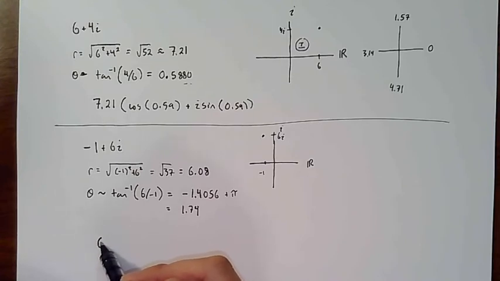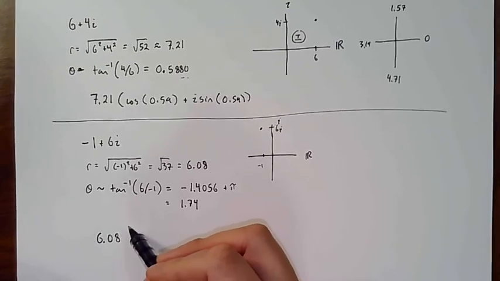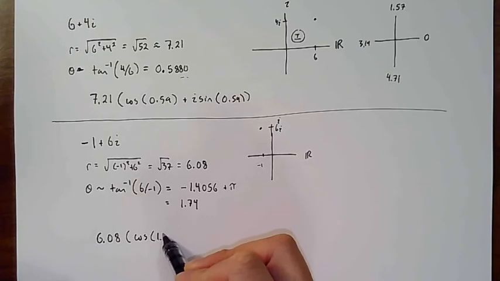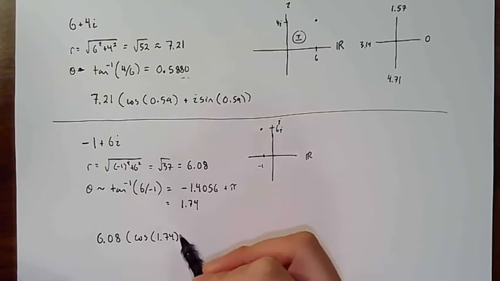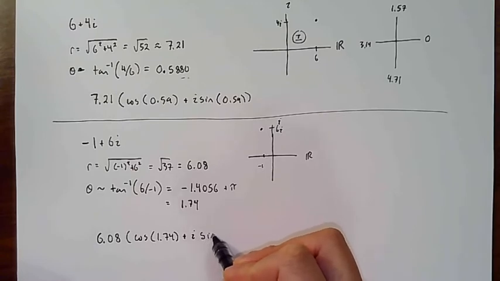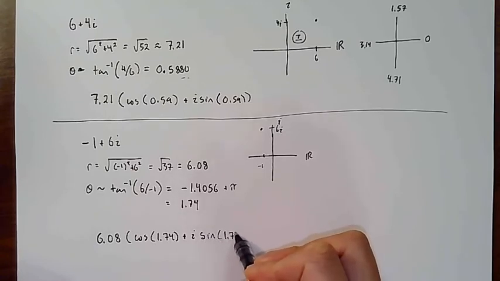So we have 6.08 times cosine of 1.74 plus i times sine of 1.74.